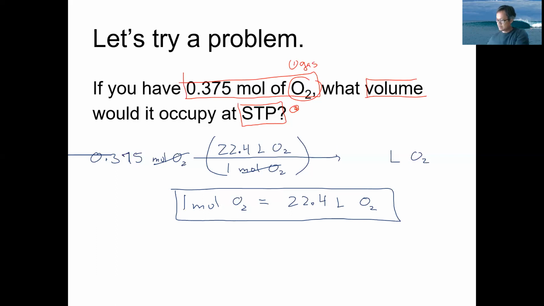And we'll get our answer then as being 8.40 liters of oxygen. So 0.375 moles of this gas will occupy this amount of space. Which makes sense since this number here is less than 1 mole. We expect then the amount of space that it occupies is going to be less than 22.4 liters.